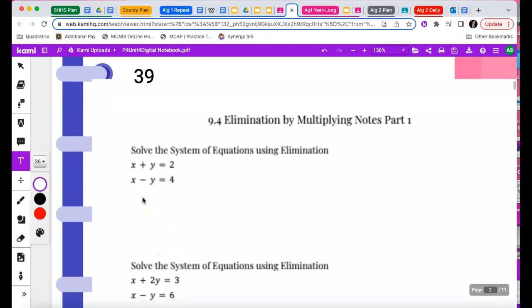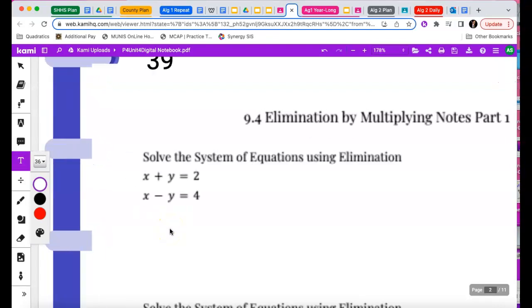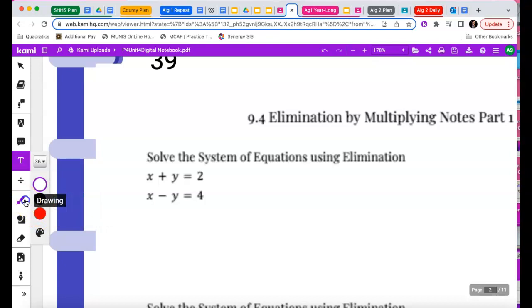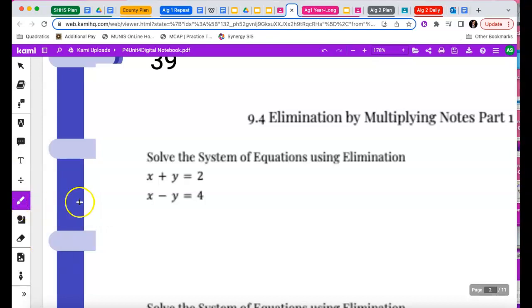So there's a couple of examples. We're going to go over this first example. So it says solve the equation using elimination. So we need to eliminate one of the variables. So first thing that we're going to do, we're going to multiply the top equation by -1 so that these two x's have the opposite sign.